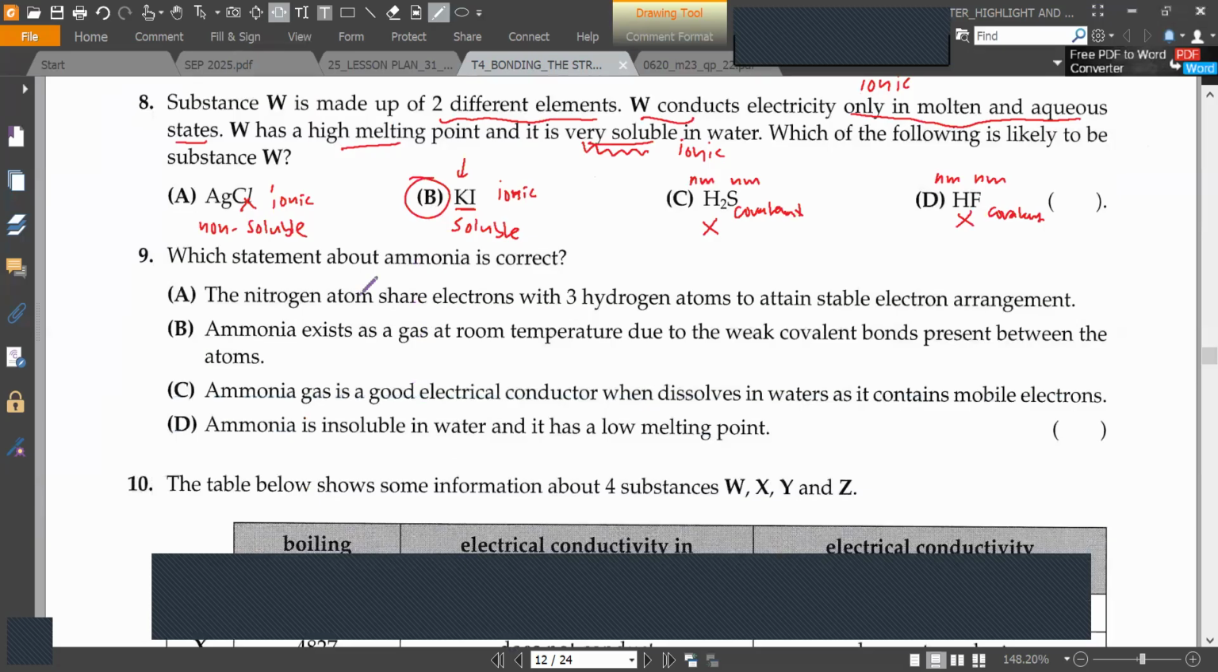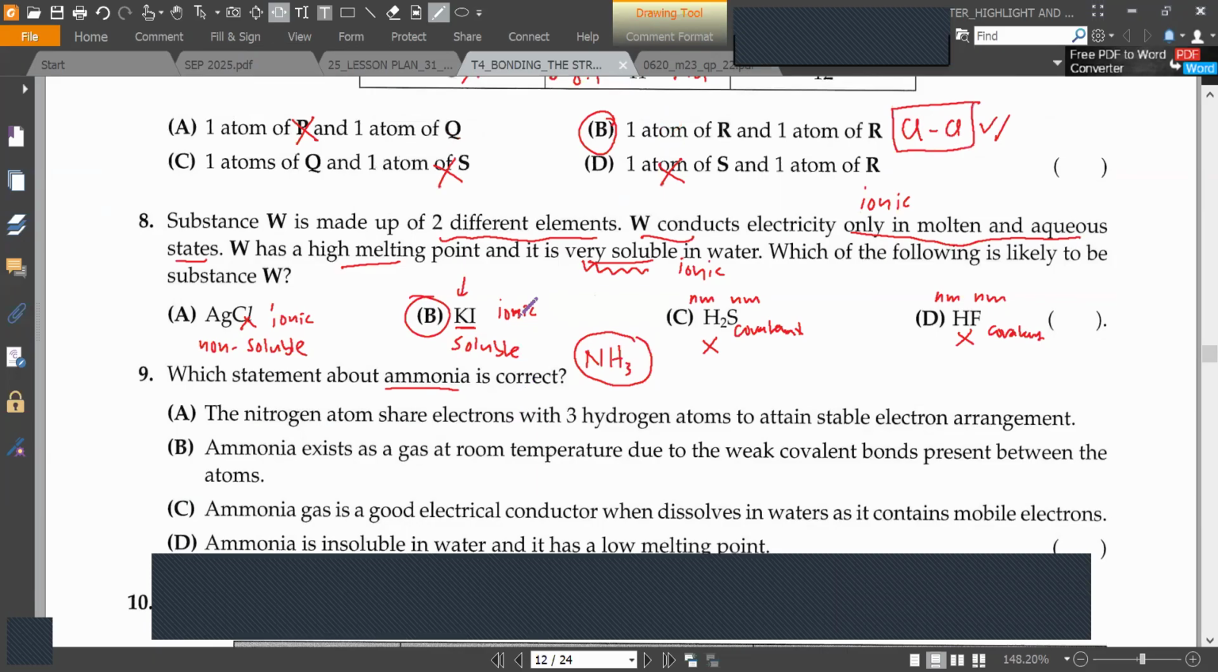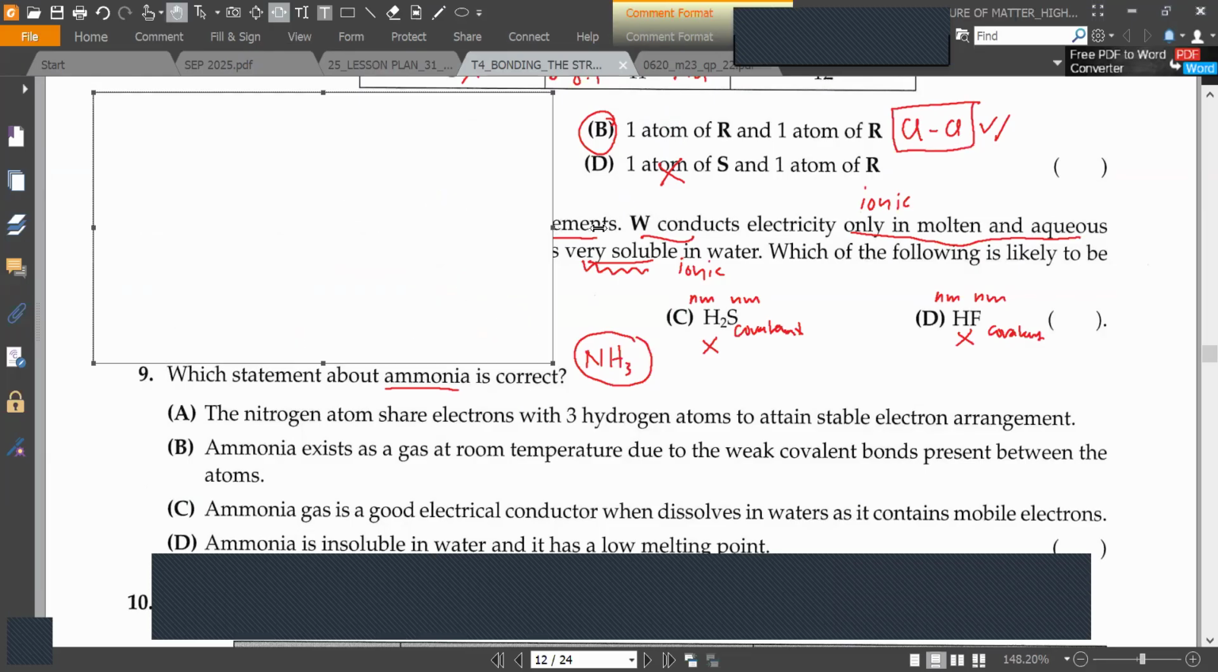Next. Which statement about ammonia is correct? You may recall ammonia is NH3, so the formula is NH3: one nitrogen, three hydrogen. The first statement: nitrogen atoms share electrons with three hydrogen atoms to attain a stable electron arrangement. So we can check that.